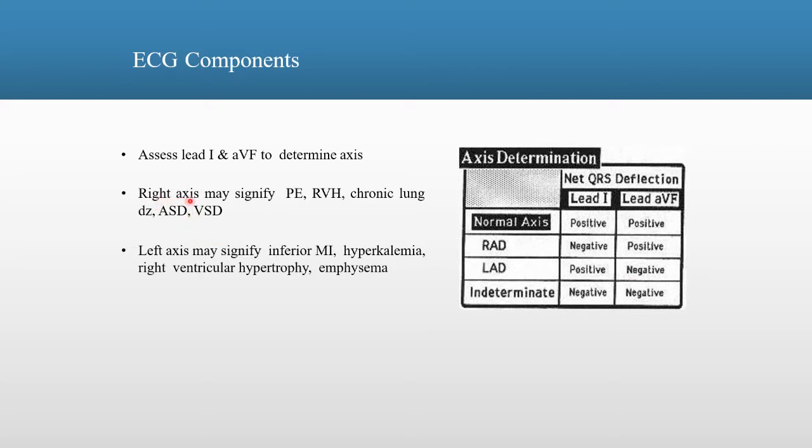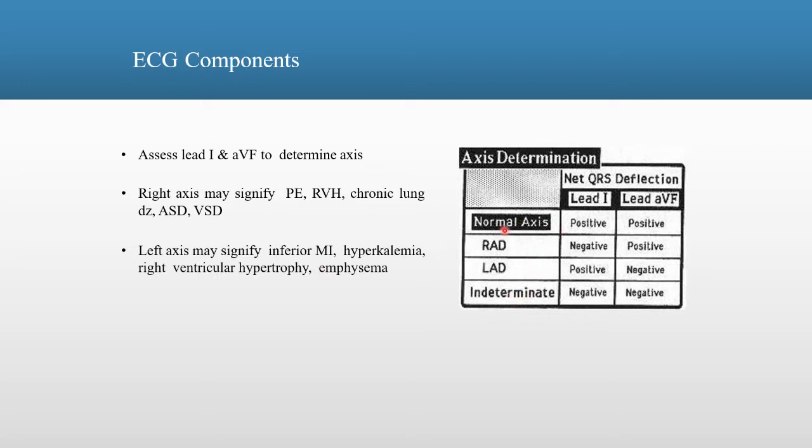Remember, right axis may signify pulmonary embolism, right ventricular hypertrophy, chronic lung disease, ASD or VSD. Left axis may signify inferior MI, hyperkalemia, left ventricular hypertrophy, or emphysema. So let's look at the chart.